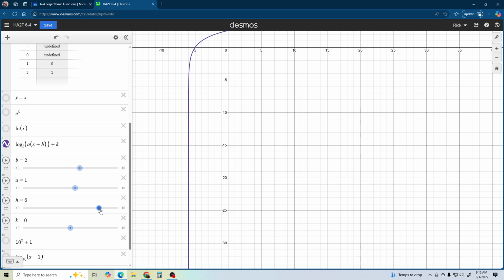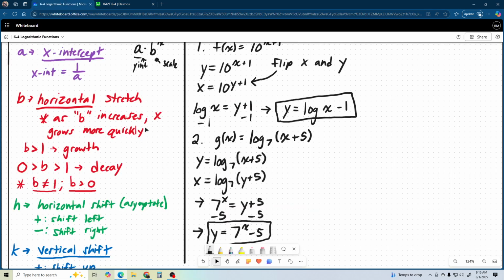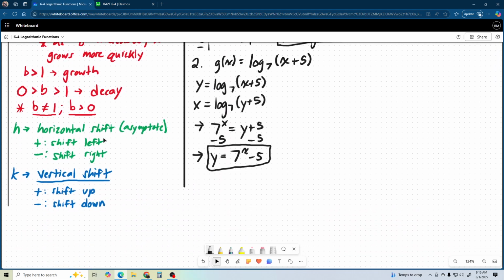If our h is positive, it moves to the left. If h is negative, it moves to the right. And that's the way it's always worked with transformations, right? Our h value goes the opposite direction we think it would. So let's put h back to 0. And now let's check out our k, right? So h we already know is the horizontal shift, which affects our asymptote. Positive shifts it to the left, negative shifts it to the right.